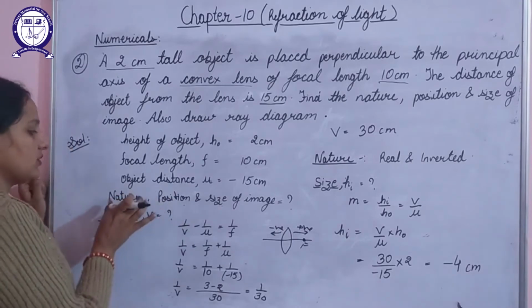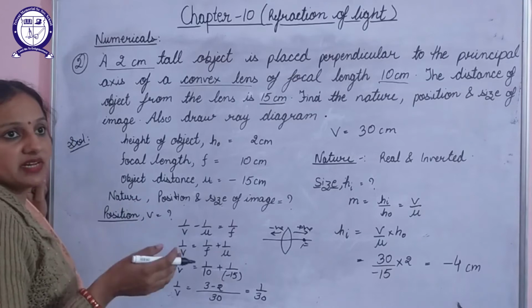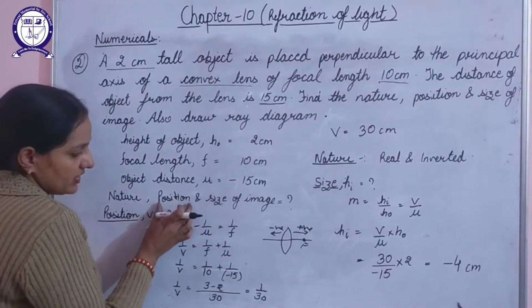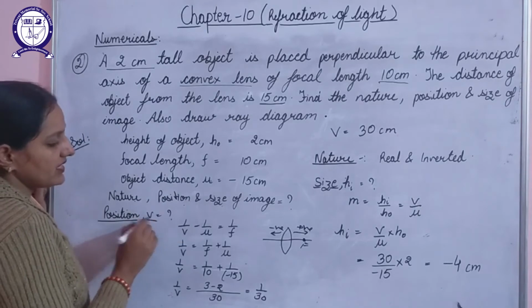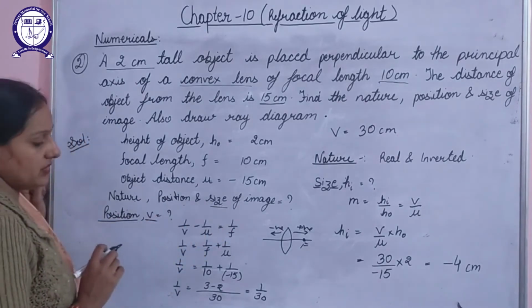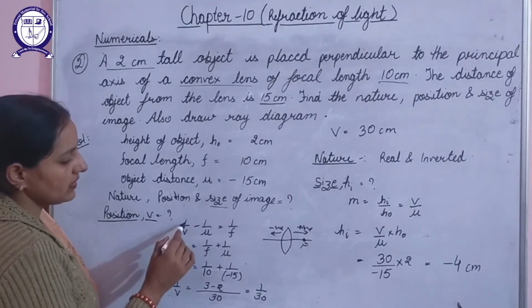Now we have to calculate nature. Nature basically specifies whether the nature of image is real and inverted or it is virtual and erect. If we have to calculate position, that means we have to calculate image distance. In size, we'll calculate height of image. So now first of all, we'll calculate position of image using lens formula.